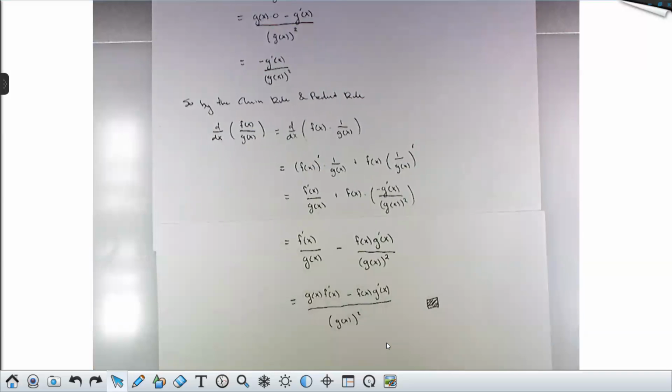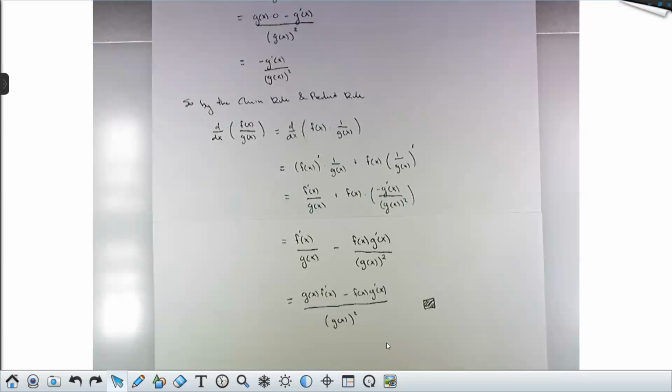So a combination of chain rule and product rule can get you out of any quotient rule, which is a nice and true statement because the quotient rule is kind of a pain. Product rule ain't too bad. Chain rule ain't too bad. But the quotient rule, nobody likes the quotient rule. It's messy.